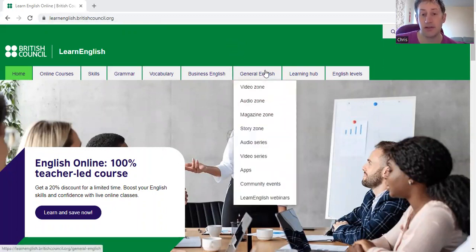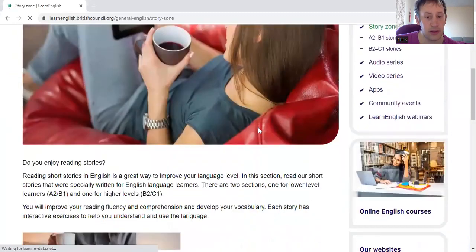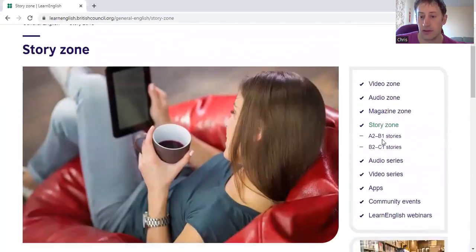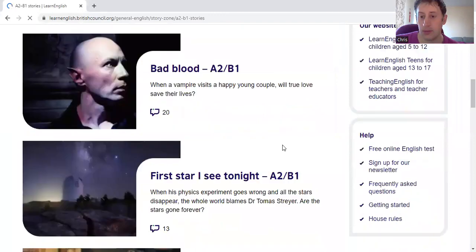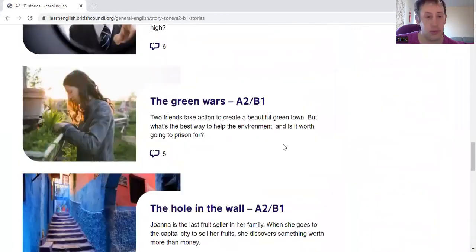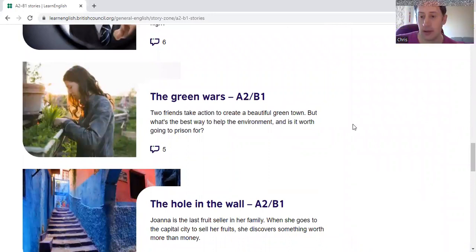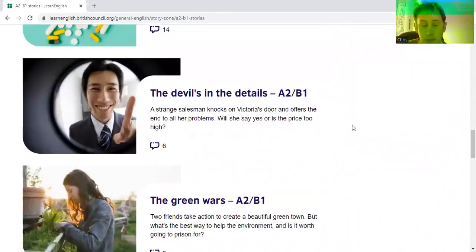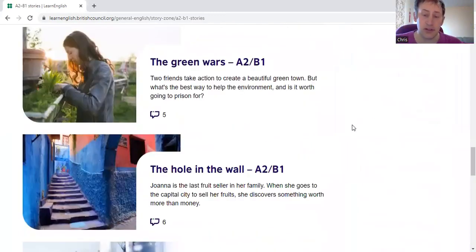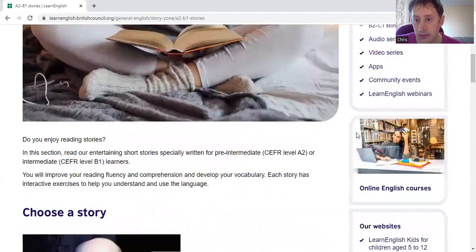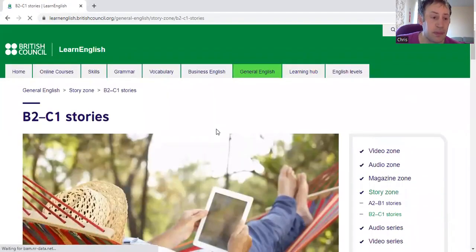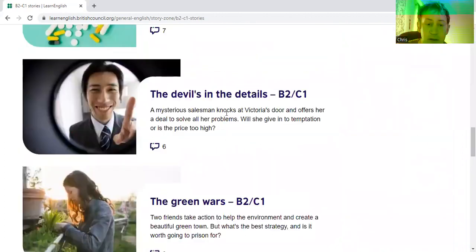Others might like it. If you like stories like I do, then you probably find something that you enjoy in here. I go to General English and Story Zone. Now I've chosen one which is in the, you see they're categorized by level as well. And they actually have the same, a lot of them, they have the same stories, but they grade them. So they do pretty much the same stories. There's a problem with the picture, I think. Anyway, you look at the stories here, then if I go to the higher level B2C1 stories, you'll see the same ones. So you can even choose the story that you like with the correct level.